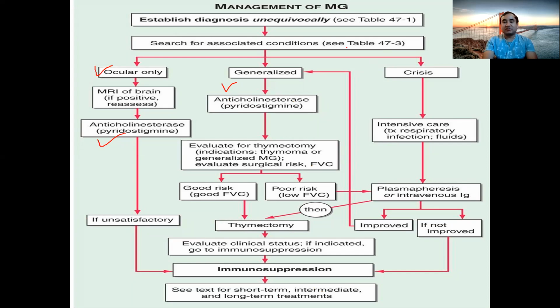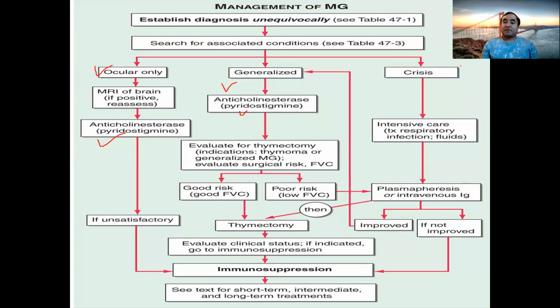Then we first will give the symptomatic treatment with pyridostigmine, and definitely we have to evaluate for thymectomy. If the patient has thymoma or generalized myasthenia gravis, and if the patient has good forced vital capacity, then we can try the thymectomy and the immunosuppression. Thymectomy is basically done in a patient with concomitant thymoma and generalized myasthenia gravis, and usually if the patient's age is less than 55 years, then we do the thymectomy.